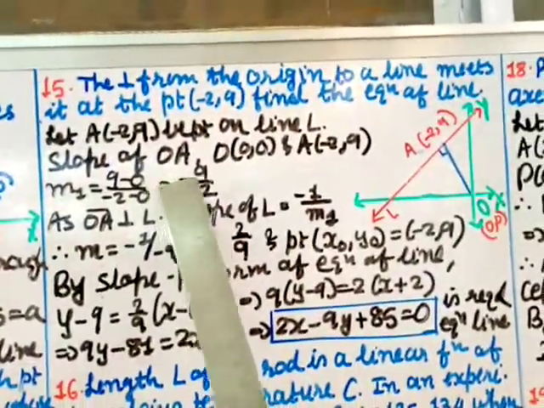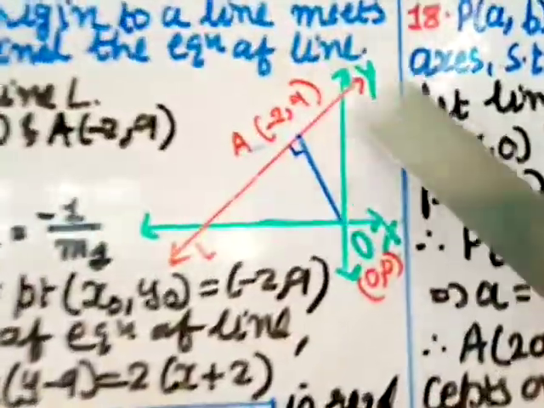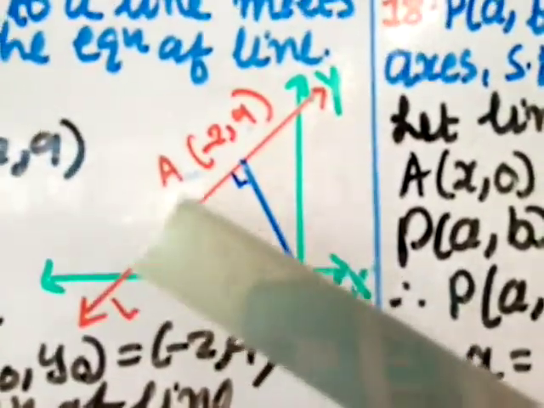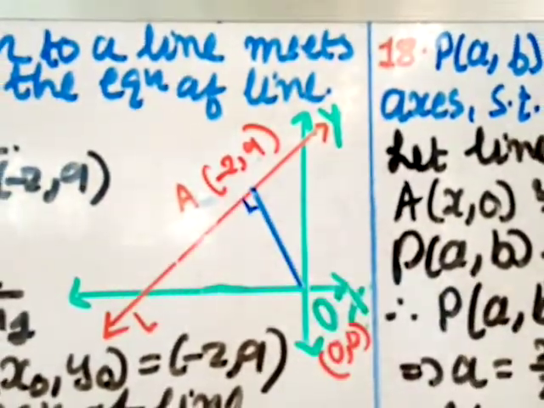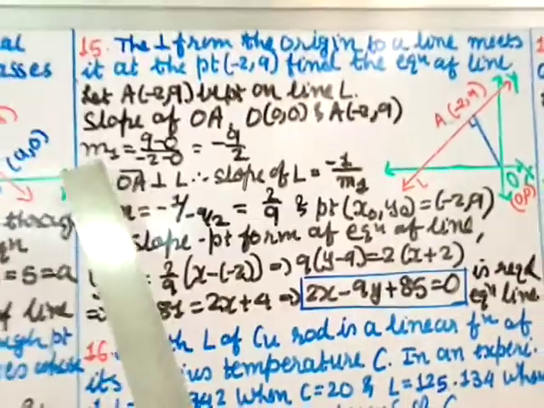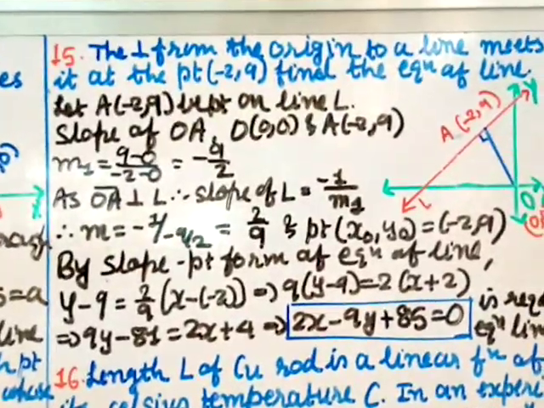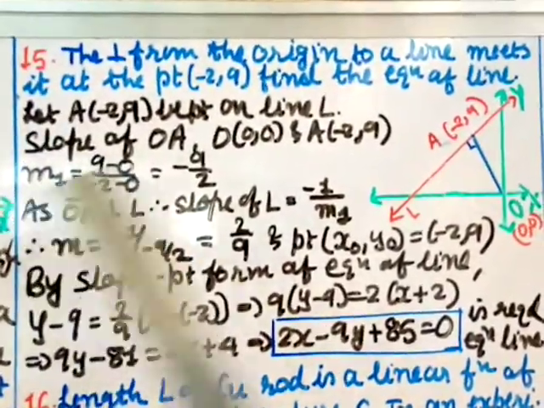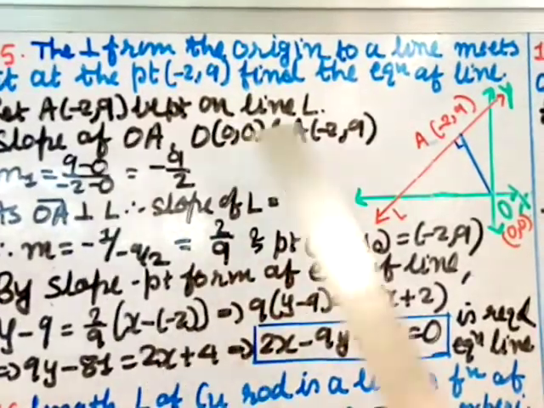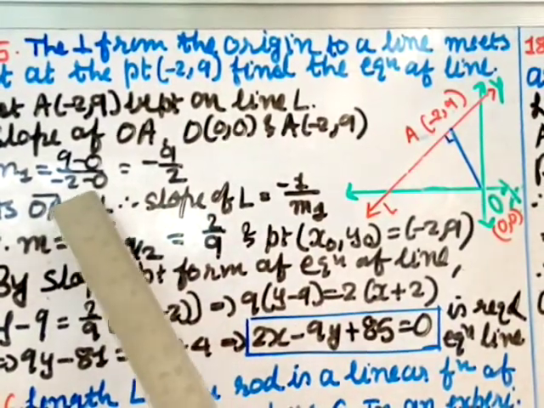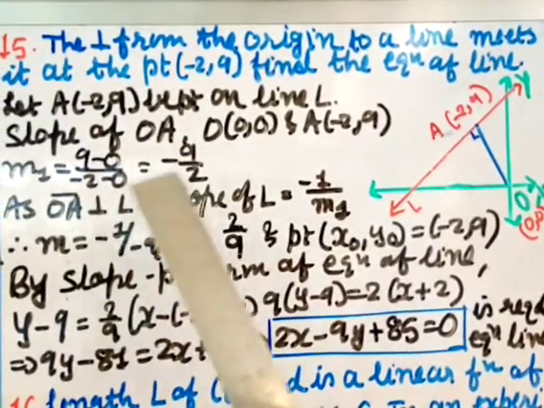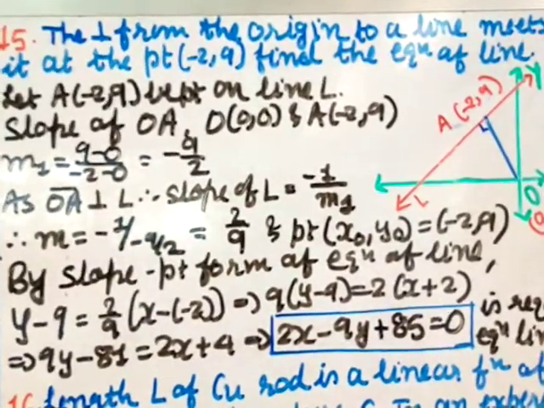Slope of OA, that is slope of OA we find. So origin is (0, 0) and A is (-2, 9). This point I am calling as A. So we use y2 minus y1 divided by x2 minus x1. So m1 is 9 minus 0 divided by minus 2 minus 0. This gives you 9 divided by minus 2.